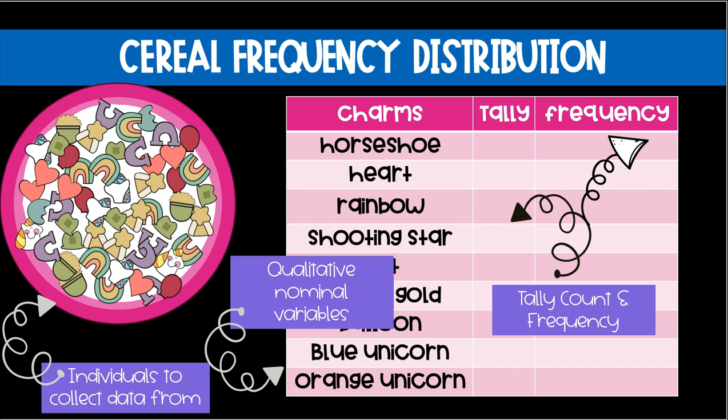The parts for the frequency distribution are the following. Depending on the individuals you're going to collect your data from, you're going to create the nominal variables. Remember, these are qualitative nominal variables because they're not numbers and they don't have a natural order. And then for the frequency distribution, you can either use a tally count or the frequency. The most common one is the frequency, but we are also covering the tally one here.